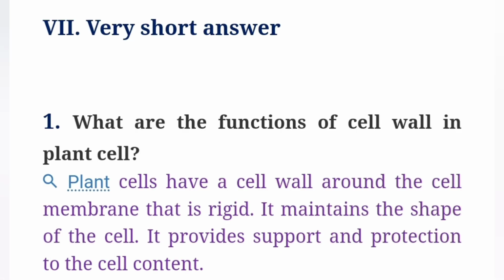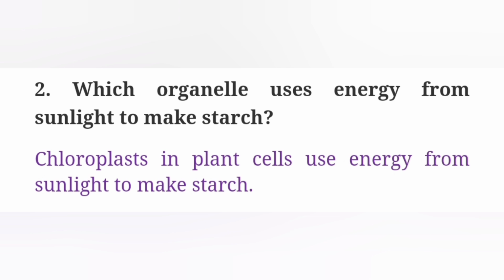Seventh Roman letter, very short answer. First one, what are the functions of cell wall in plant cell? Answer, plant cells have a cell wall around the cell membrane that is rigid. It maintains the shape of the cell. It provides support and protection to the cell content. Second question, which organelle uses energy from sunlight to make starch? Answer, chloroplast in plant cells use energy from sunlight to make starch.